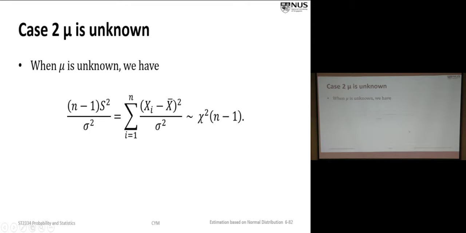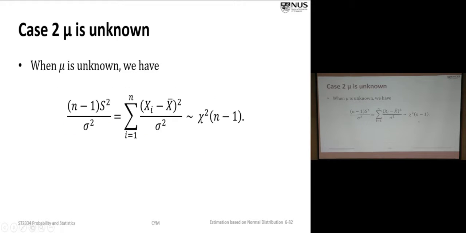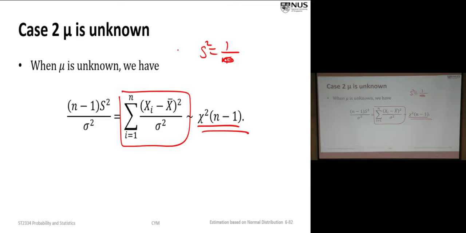Then how about with mu unknown? In that case, I cannot use this formula, because now mu is unknown. So I have to replace it by x bar. In that case, this one follows a chi-square distribution with n minus 1 degrees of freedom, because (n minus 1) s squared is equal to the summation of (xi minus x bar) squared, i from 1 to n. All right?